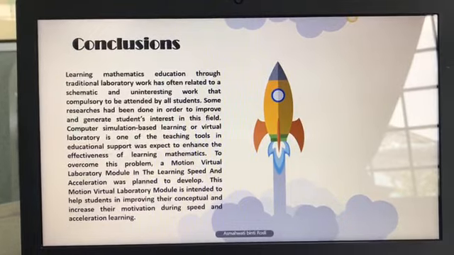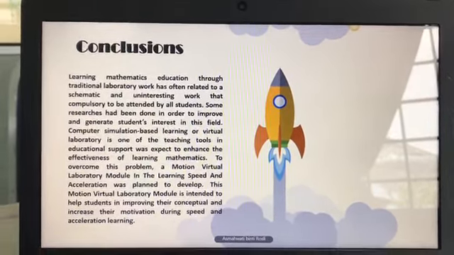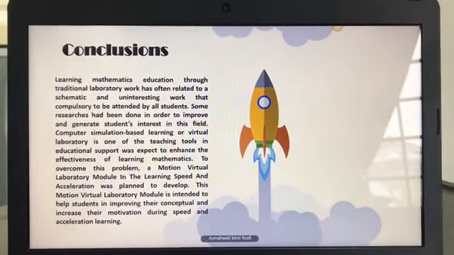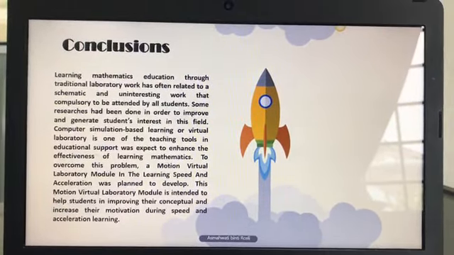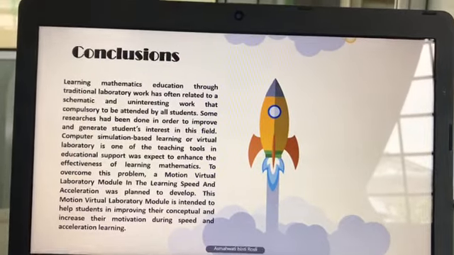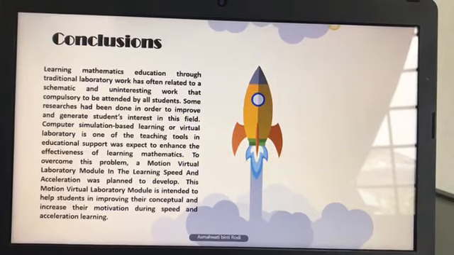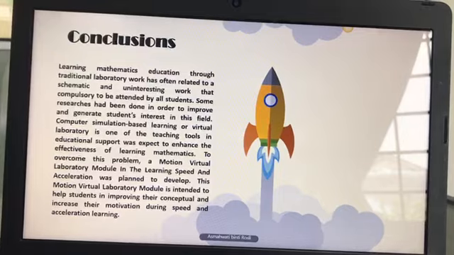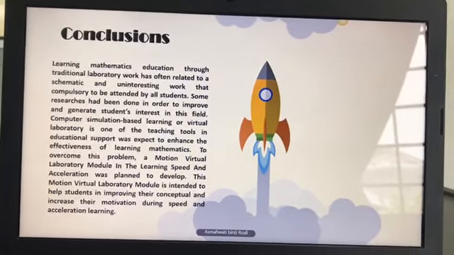Computer simulation-based learning or visual laboratory is one of the teaching tools in education. Educational support was expected to enhance the effectiveness of learning mathematics. To overcome this problem, a motion visual laboratory module in learning speed and acceleration was planned to be developed. This motion visual laboratory module is intended to help students improve their conceptual understanding and increase their motivation during speed and acceleration learning.